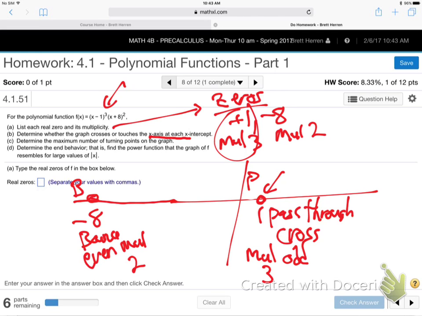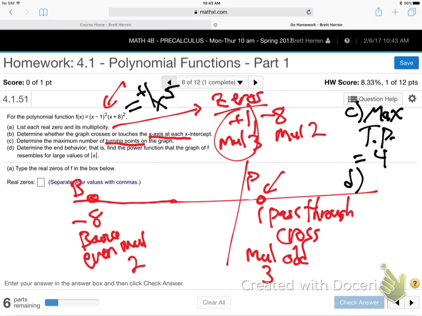Determine the maximum number of turning points. What's the max number of turning points? Part C. Max turning points equal 4. Why? Because if you multiply this function out, it's going to be x to the 5th in the front. If you were to FOIL that all out, the most powerful term would just be positive 1 x to the 5th, with no other coefficient. So remember, the max number of turns is always 1 less than the highest power. All right, part D.